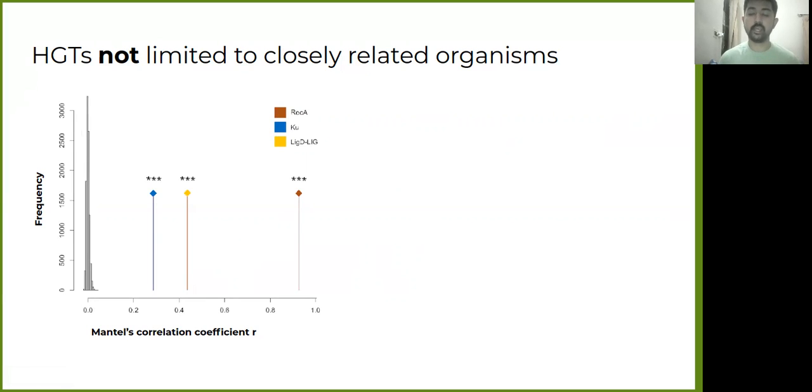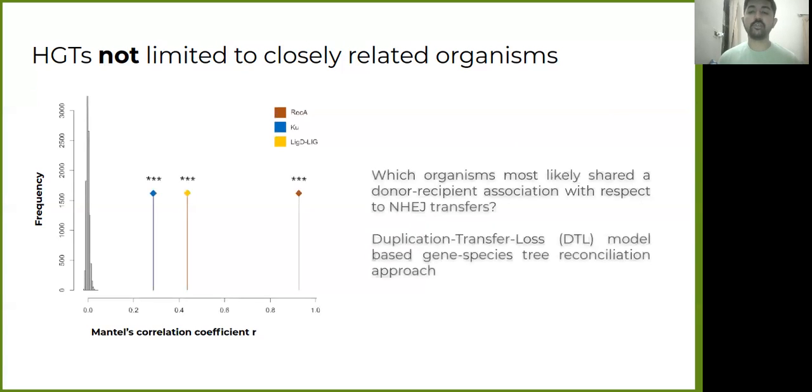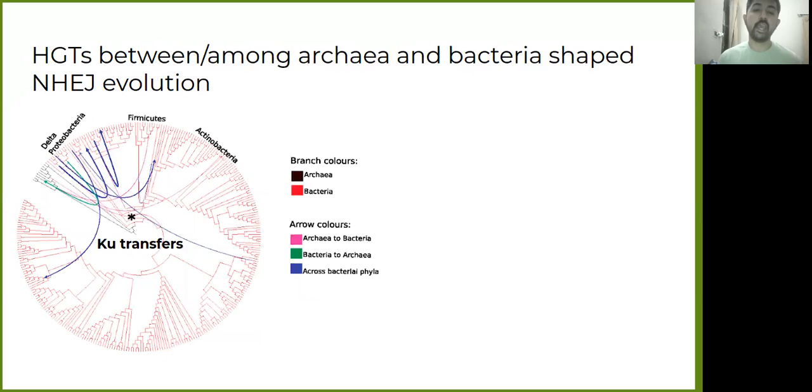We went a step ahead, and we also tried to predict the donor-recipient associations for these transfers. For that, we used a duplication-transfer-loss model-based gene tree, species tree reconciliation approach. And just to give you an example for Q transfers, we see that HGTs shaped Q transfers not just among bacterial phyla, which can be seen through these blue arrows, but they also shaped NHEJ evolution between archaea and bacteria, which are shown by green and pink arrows over here.